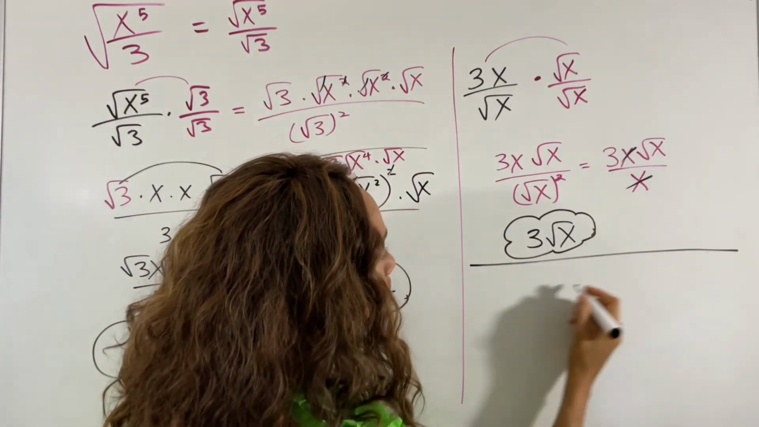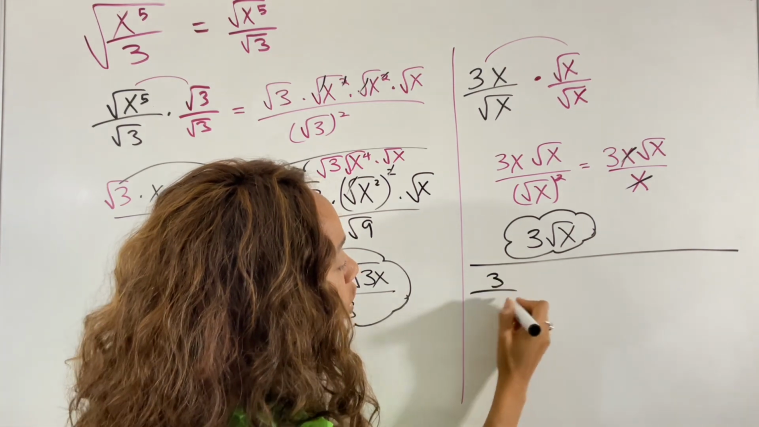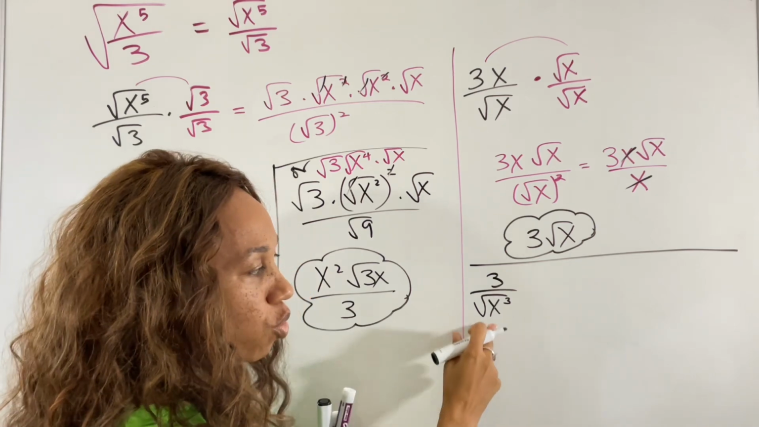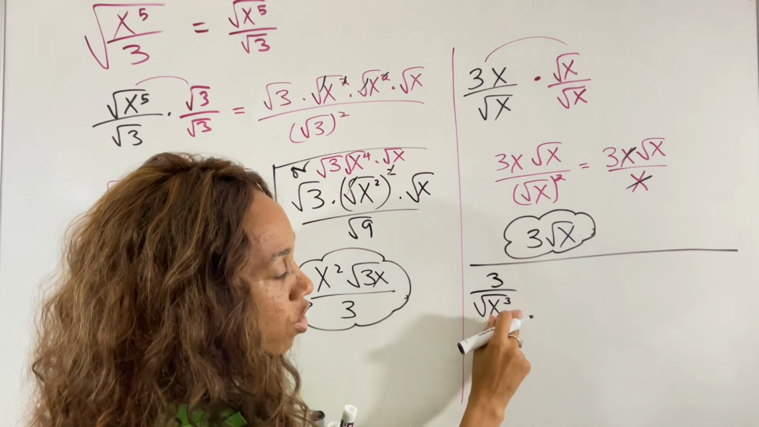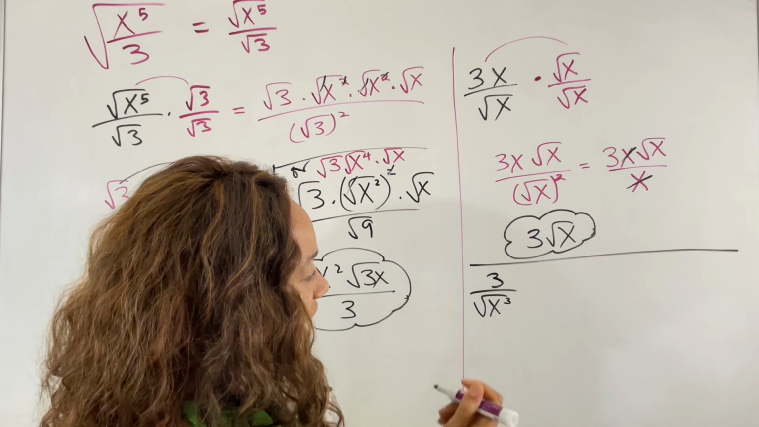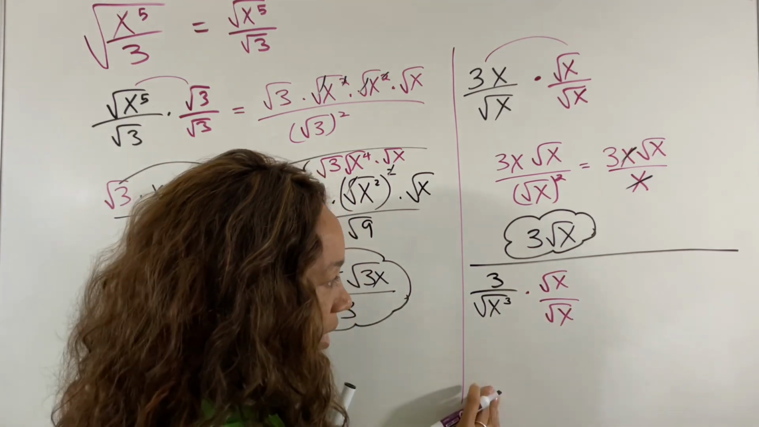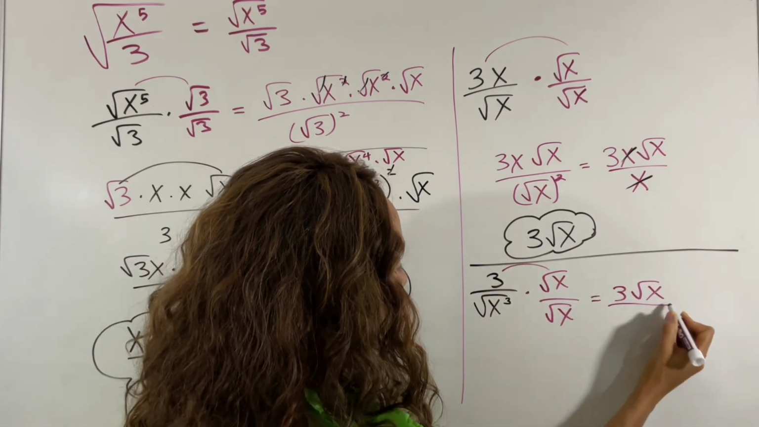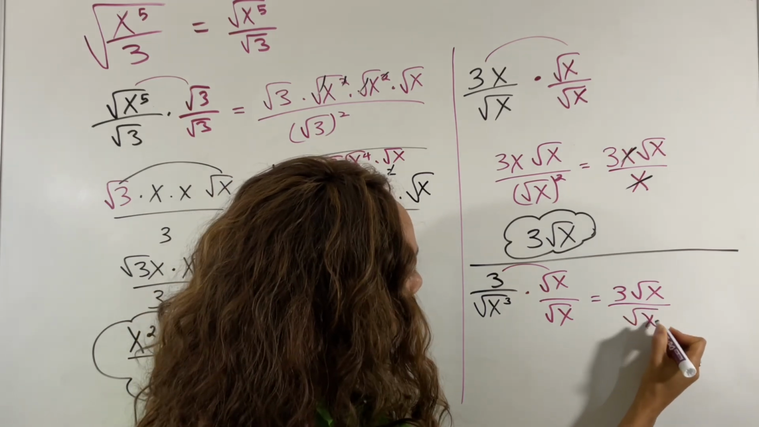If you are given another example which is almost like this, and you're given 3 over radical x to the third power, you don't have to rationalize the denominator by multiplying it by radical x to the third power. You can do so simply by multiplying it by the square root of x over the square root of x. And you cross multiply here, that is going to give you 3 radical x. And for the bottom, you're going to get radical x to the fourth power.